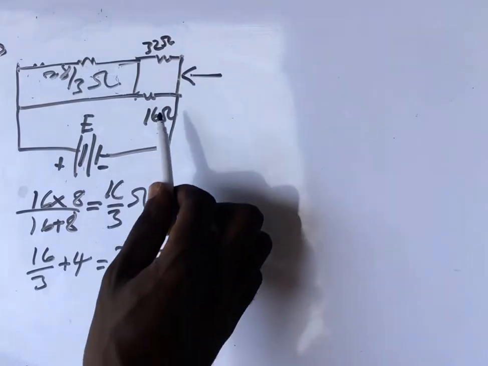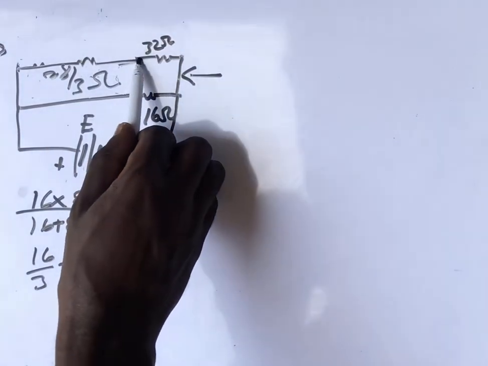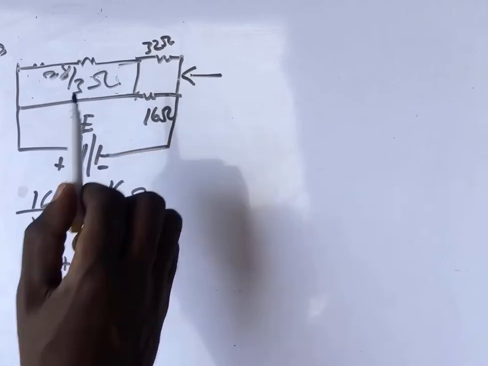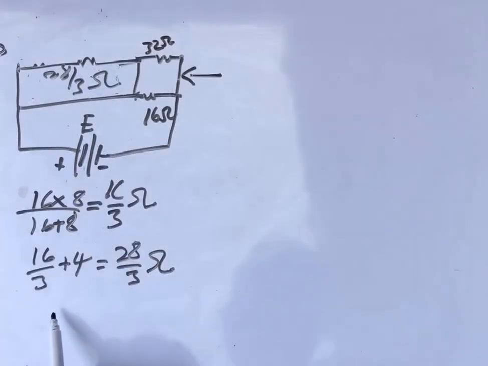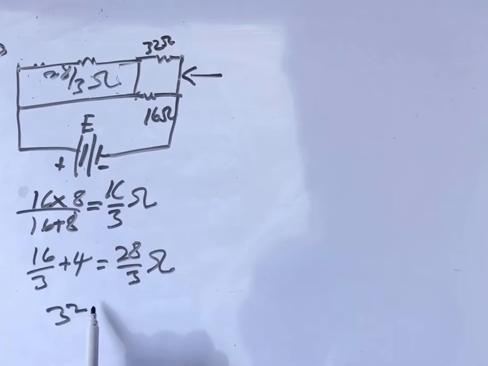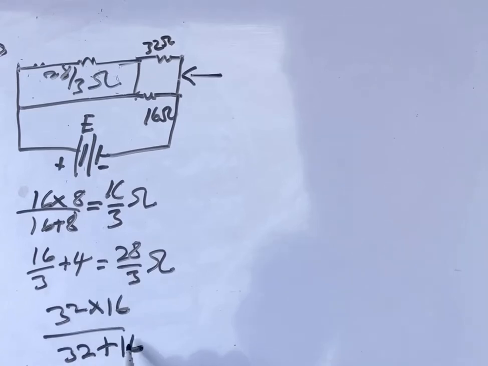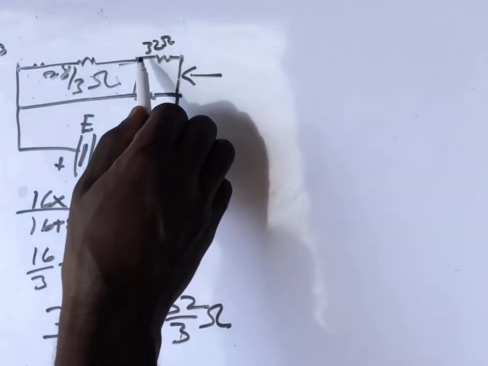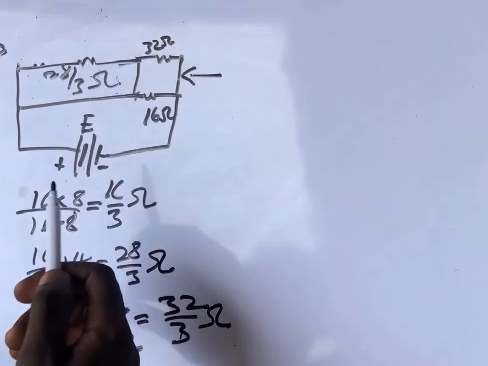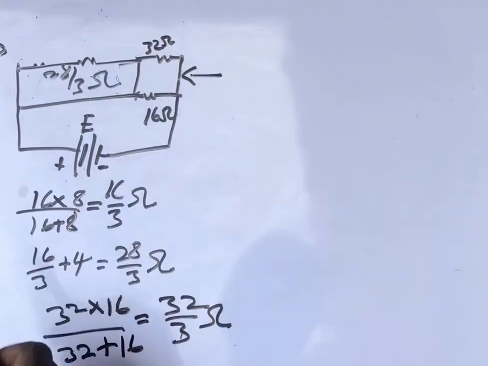Now from here you could notice that this one and this one are also in parallel, so let's find that. You have 32 times 16 over 32 plus 16, which will give us 32 on 3 ohm. Since we know that this side is 32 on 3 ohm, we can simplify this form.